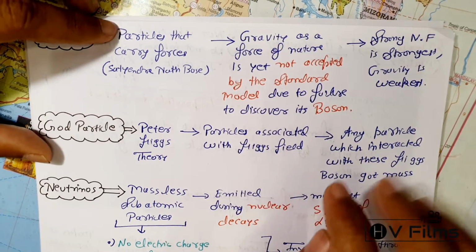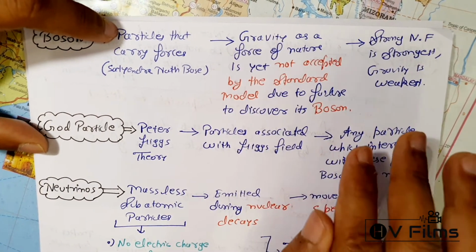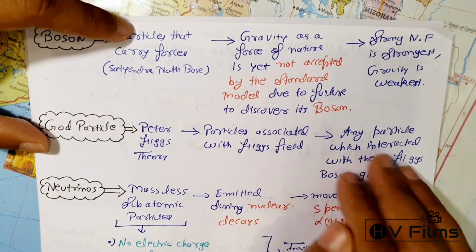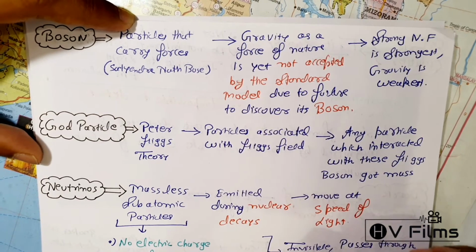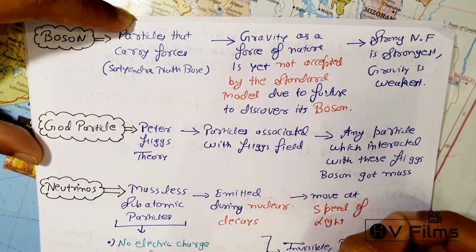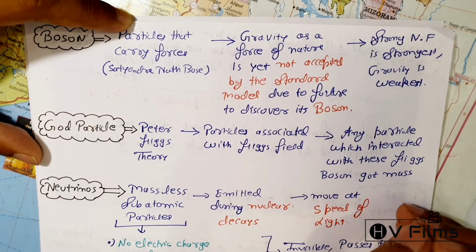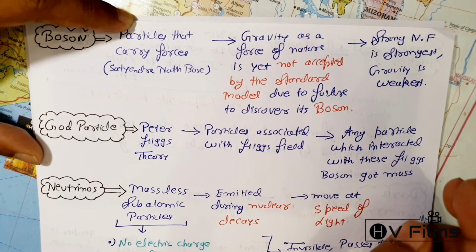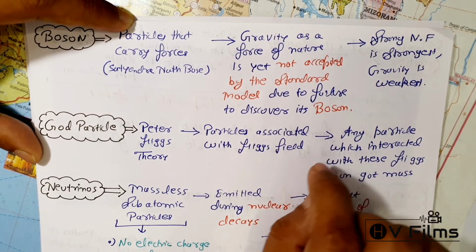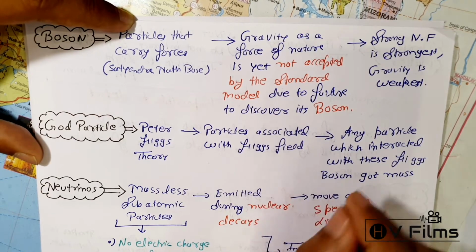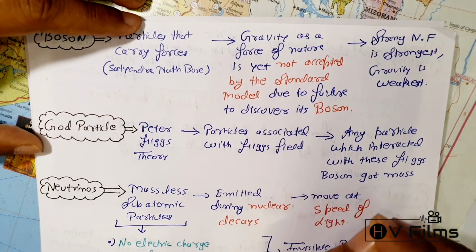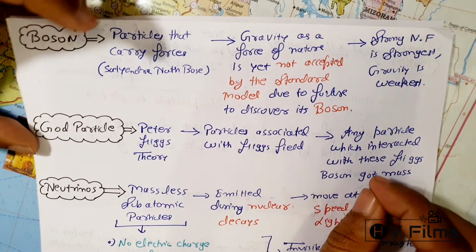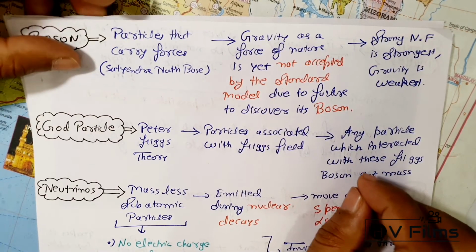So for the previous two, gravity and electromagnetism, we don't have a boson that exists, and that is the reason why we cannot say that these are forces. That's why we call them interactions. But for the remaining two, the strong and the weak nuclear force, their boson exists, and that is the reason why we call them forces. And at present, the strong nuclear force is the strongest and gravity is the weakest. That's enough about the boson.